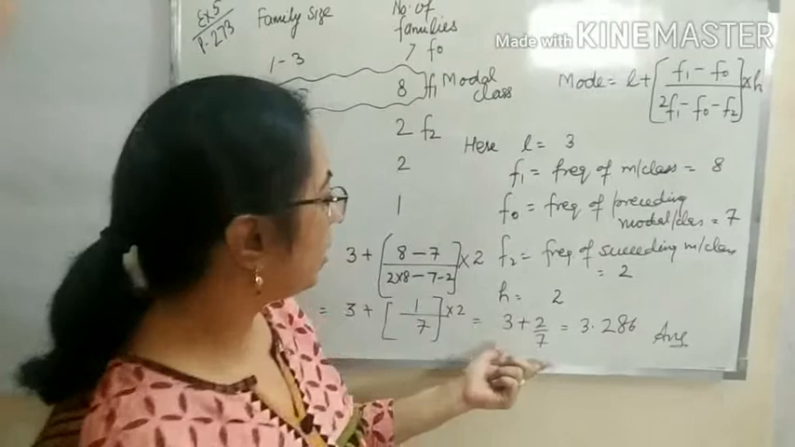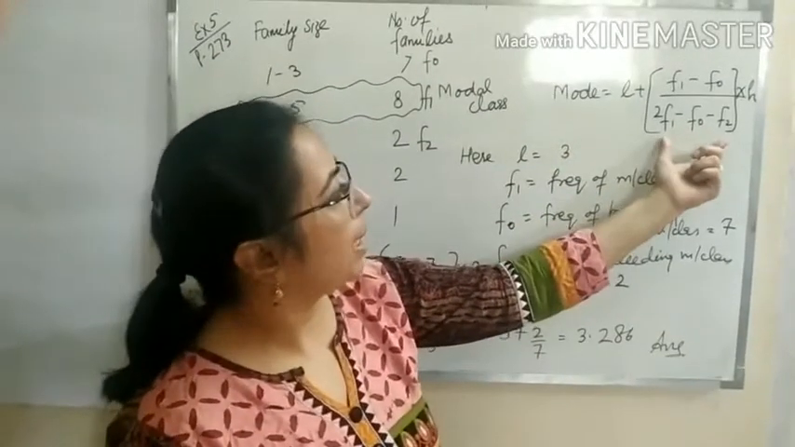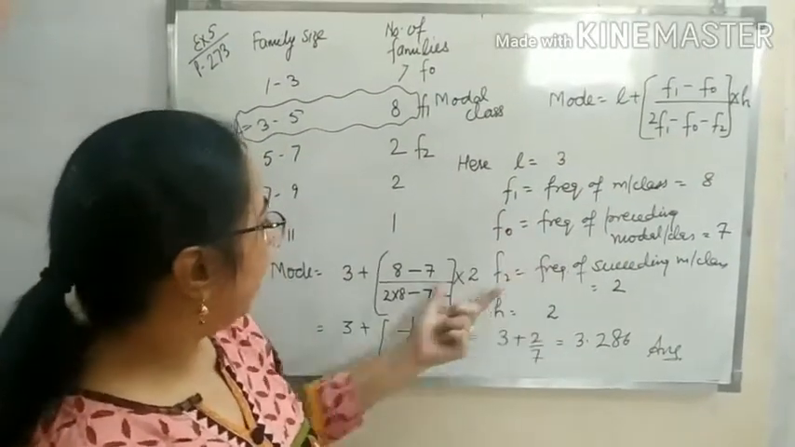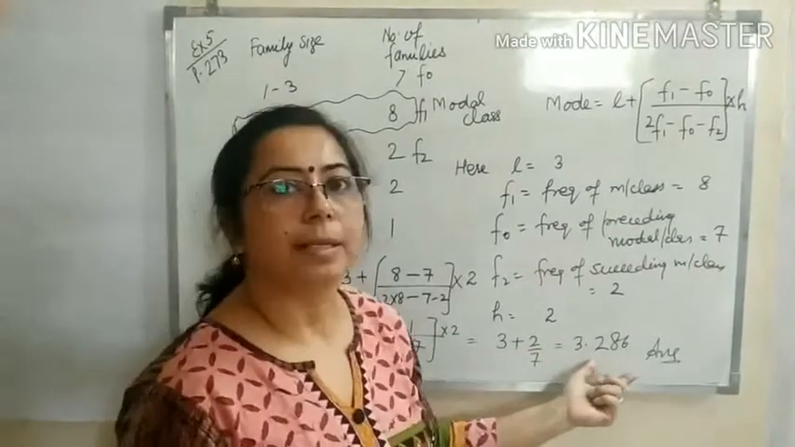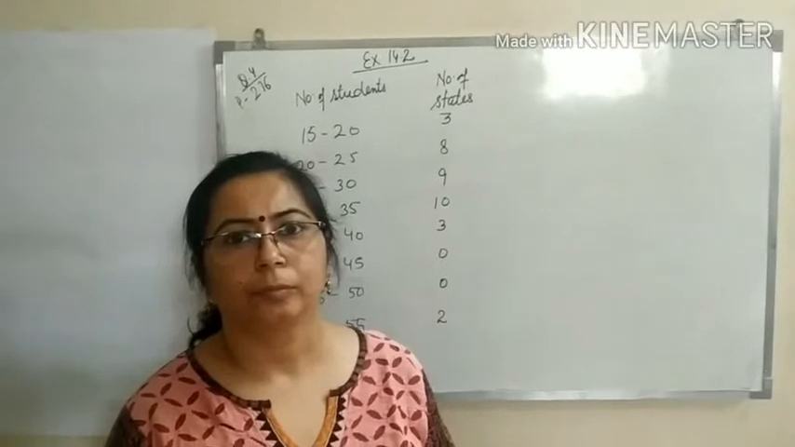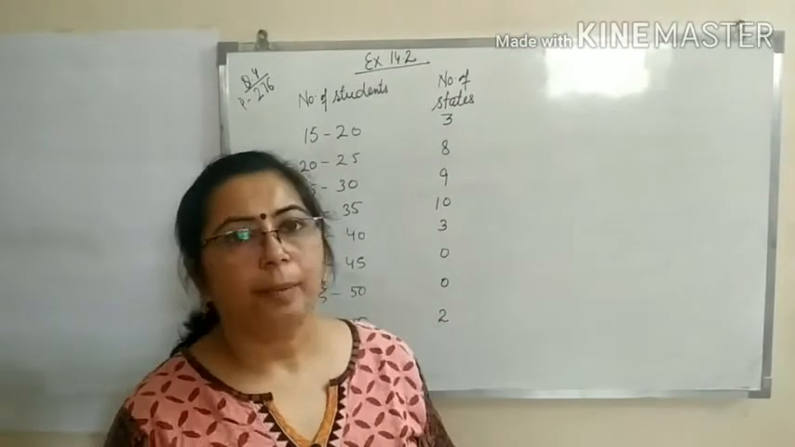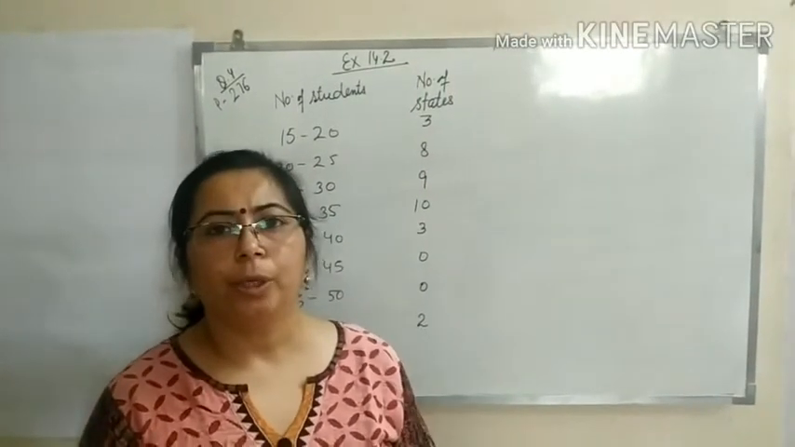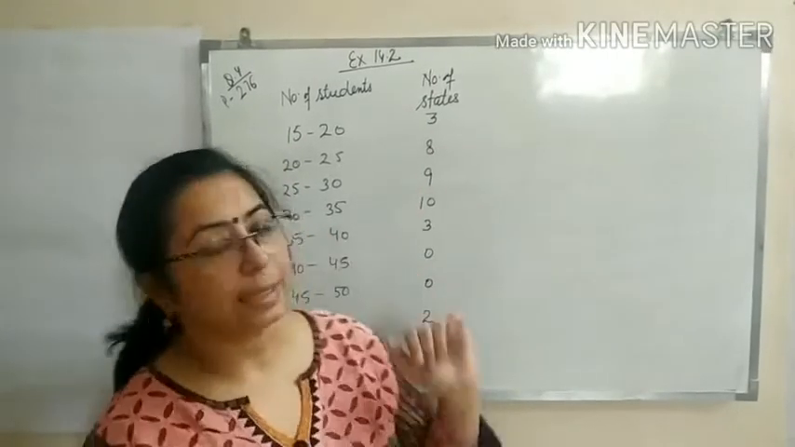So it is a very simple question: you simply have to memorize the formula, put all the values in the formula, and you will get the result. That's it about the first example which we have done. Now the next example is also very easy, you can do it yourself. Now I am coming to exercise 14.2.